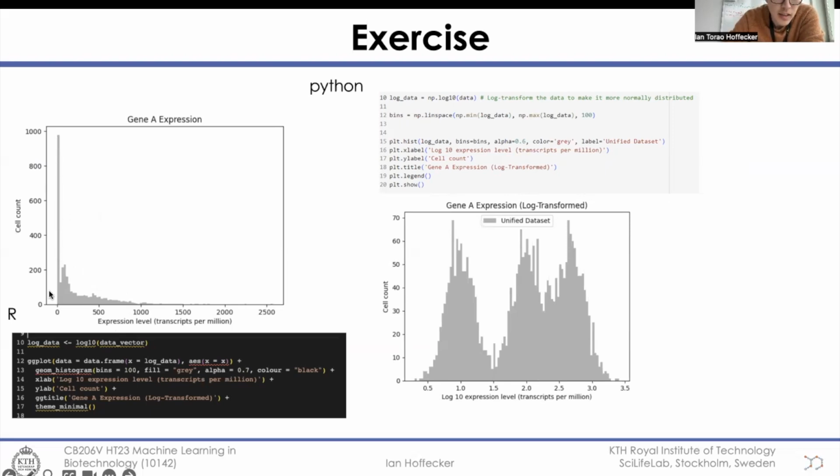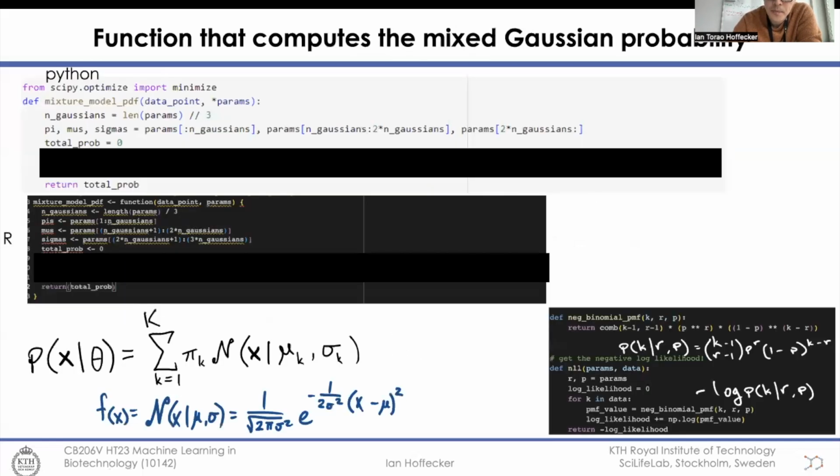And so this doesn't look like a mixture of Gaussians at all if we just look at the raw data here. But after taking the log, so we take log base 10 of this data and put it into a histogram again, we have this log 10 expression level, which does indeed look like a mixture of 3 Gaussians. We might imagine in our sample, we happen to know there are 3 cell types. So we're going to use this knowledge to build our underlying assumption that there are 3 Gaussians making up this distribution.